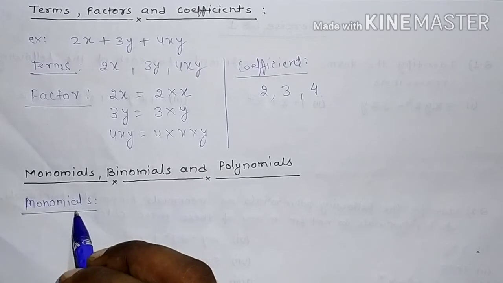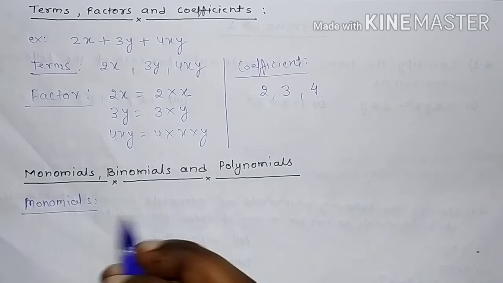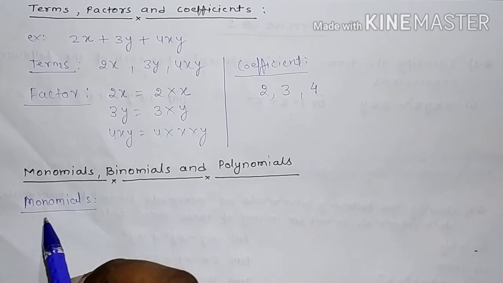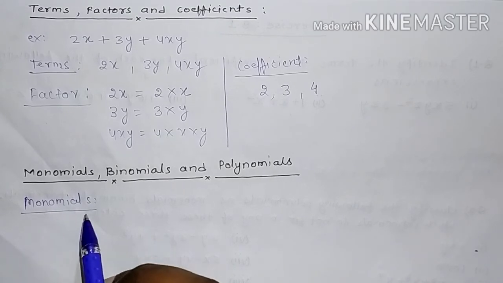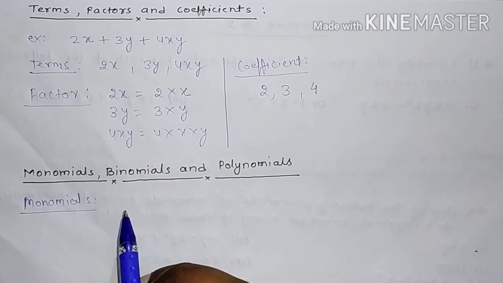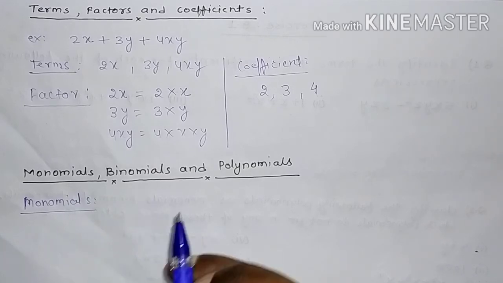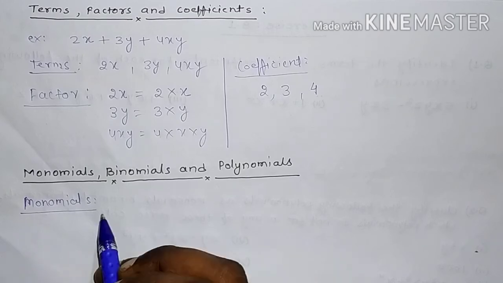Monomials are that type of algebraic expression having only one term. I am repeating the statement. Monomials are that type of algebraic expression which consists of only one term, that is called a monomial.